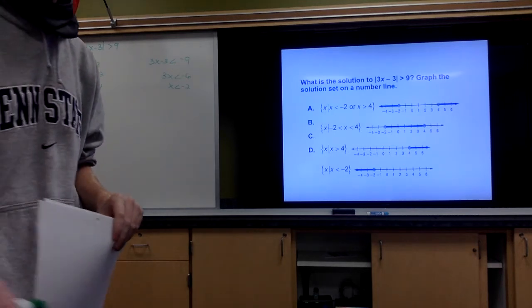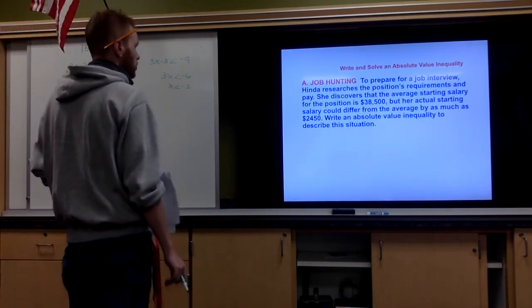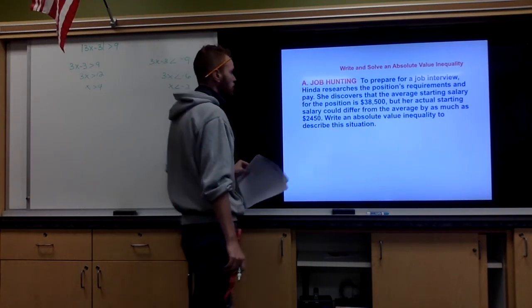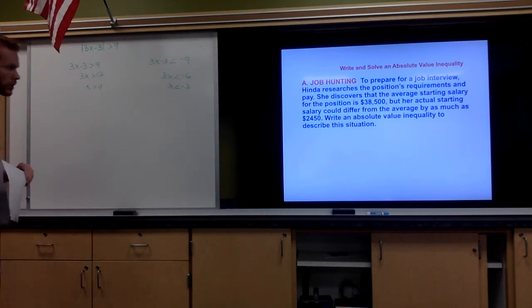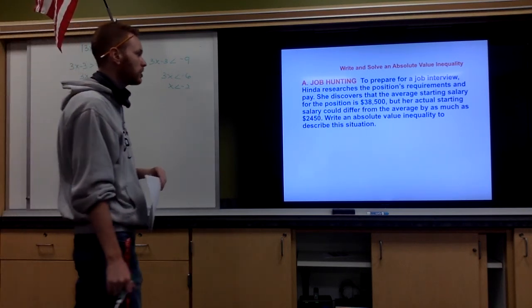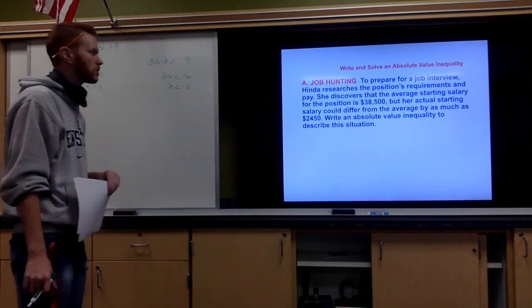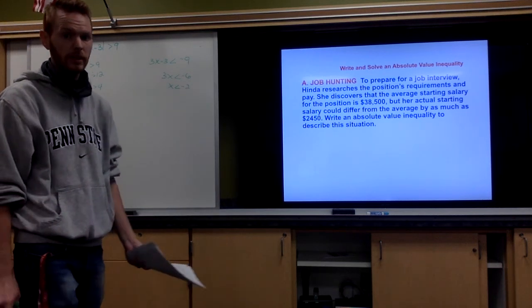Okay. Let's go ahead. Let's do a word problem. Job hunting. To prepare for a job interview, Hendo researches the position requirements and pay. She discovers the average starting salary for the position is $38,500, but her actual starting salary could differ from the average by as much as $2,450. Write the absolute value inequality to describe the situation, and we're going to solve it.